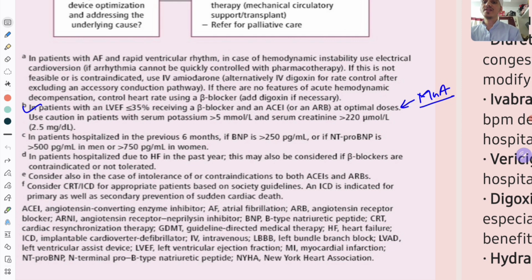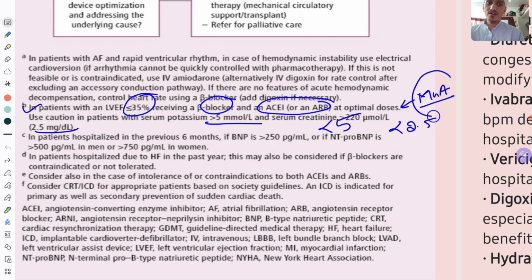So when the patient has less than 35% ejection fraction, even on beta blocker and ACE inhibitor or ARB, you should use this one. On that, the patient should not have potassium more than 5 and creatinine more than 2.5. So the creatinine should be less than 2.5 and the potassium should not rise more than 5. That you should have in your mind. That is the indication for mineralocorticoid antagonist.